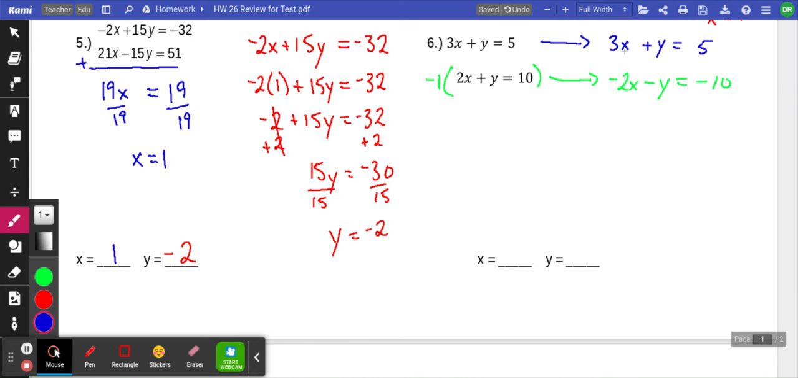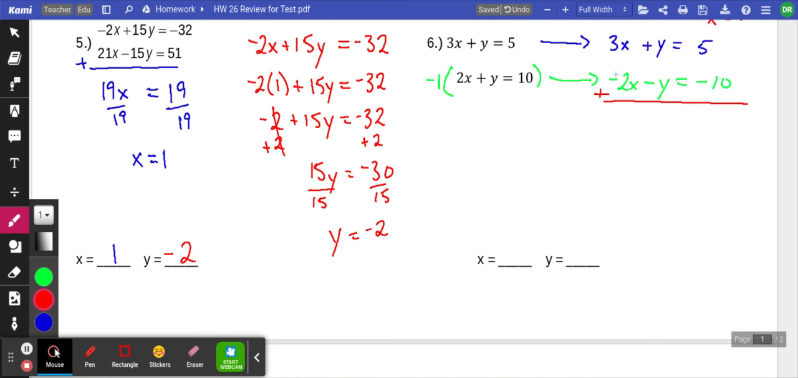I'm going to change the color there so it wouldn't blend in with the problem above it. But if I bring this equation over and don't change it in any way, we notice it works out very nicely for us, because when I add these together, those y's are opposites. So positive y plus negative y cancels away, which is exactly what we want with elimination.